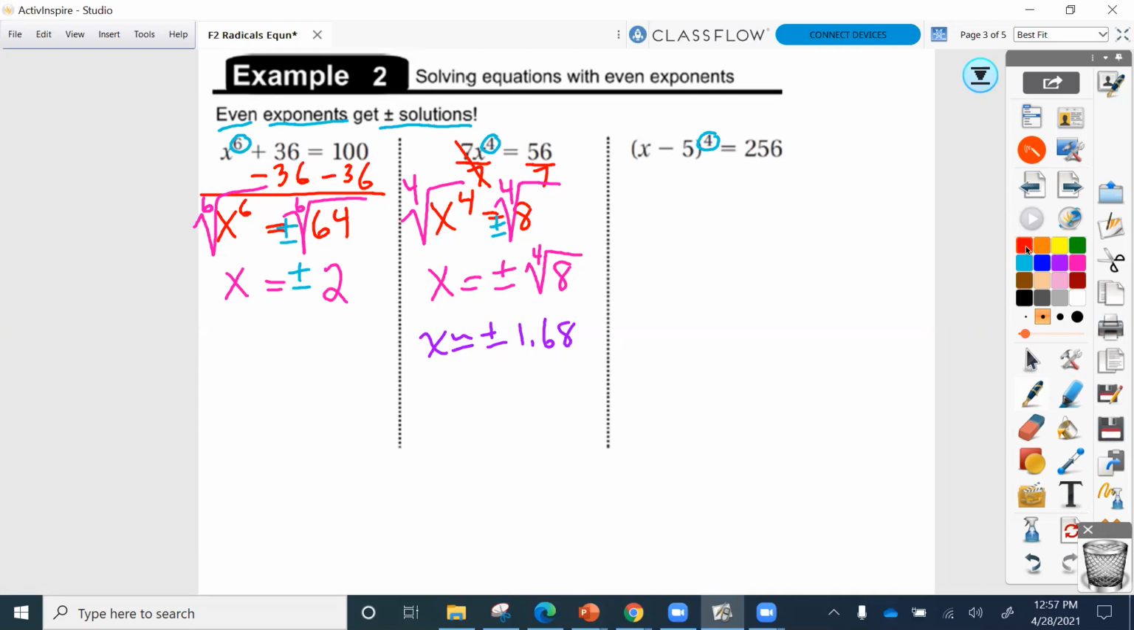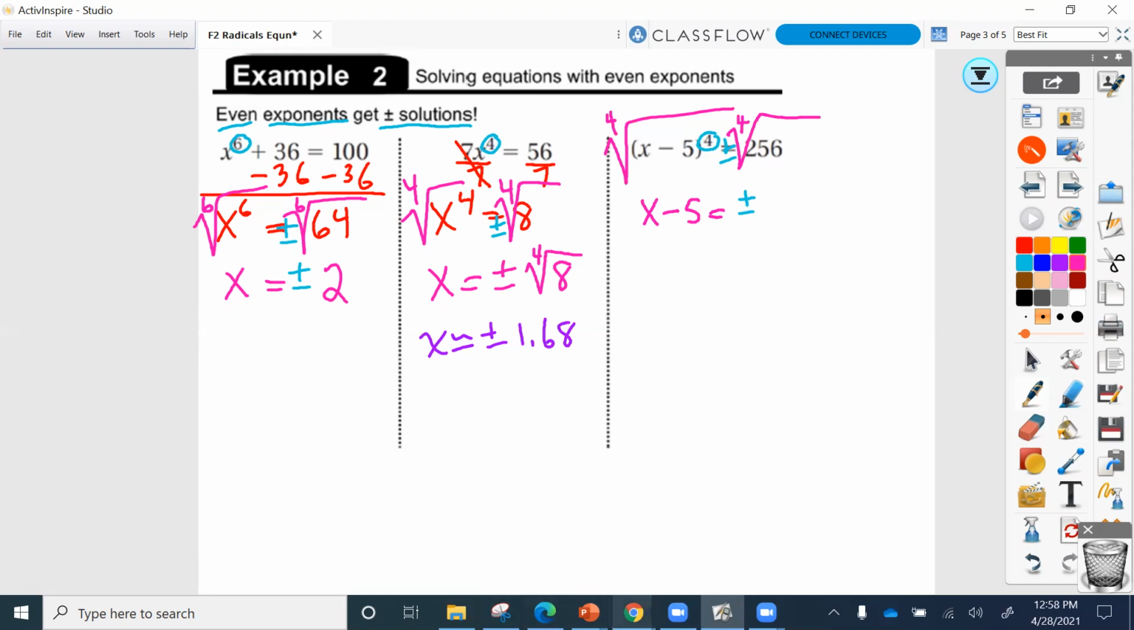All right, remember that the first step is to isolate either the variable or the parentheses. So there's nothing else here except for x minus 5. We're just going to take the fourth root of both sides of the equation right off the bat. So we're just left with x minus 5 on the left. We want to do plus or minus, since it's an even root. And we get the fourth root of 256.